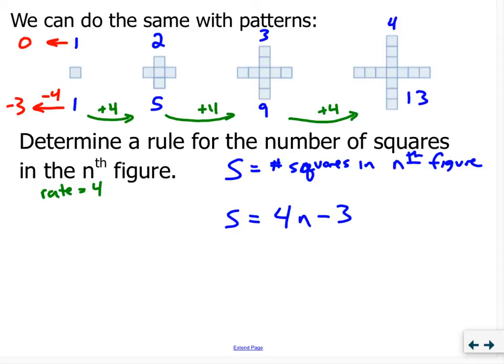Let's check that. Let's say we want to figure out how many squares are in the 4th figure. We know what the answer is based on our pattern before. But if n equals 4, let's just check it. S is going to be equal to 4 times n. 4 times 4 is 16 minus 3. S is 13. And sure enough, our 4th figure had 13 squares in it. So that rule, S equals 4n minus 3, determines the number of squares in the nth figure.